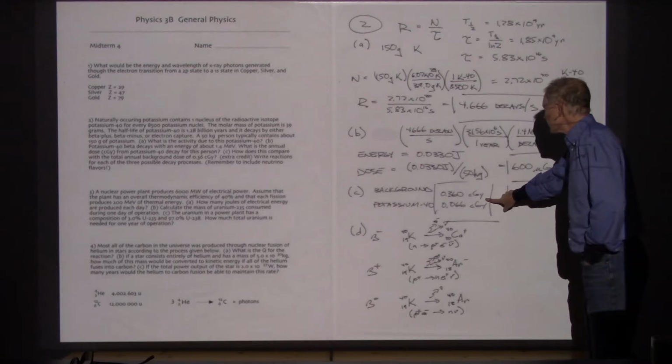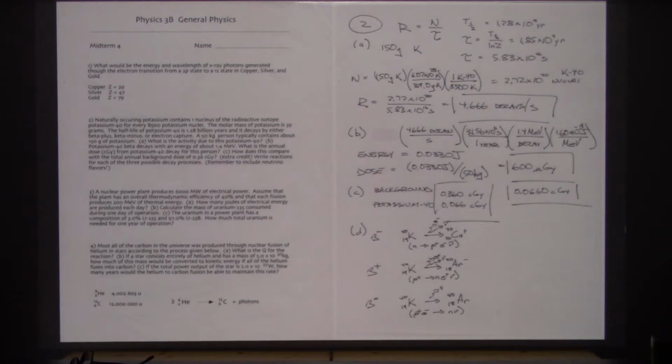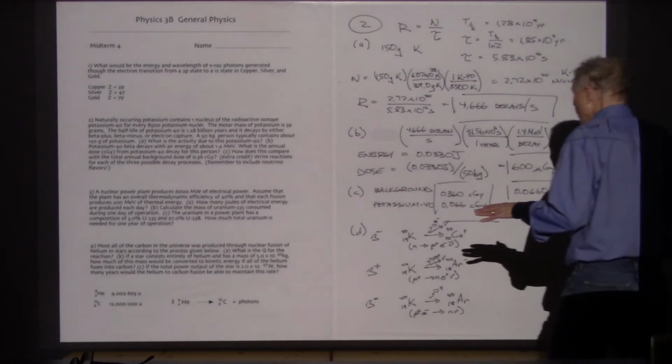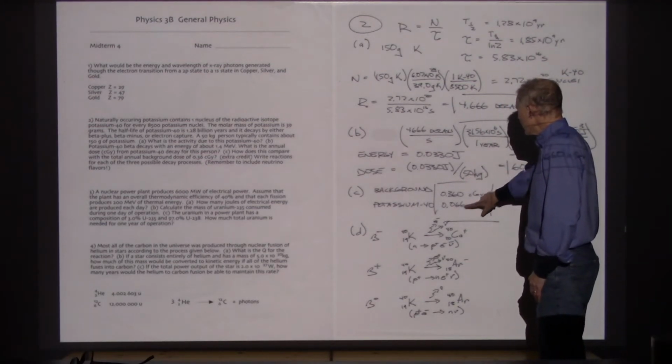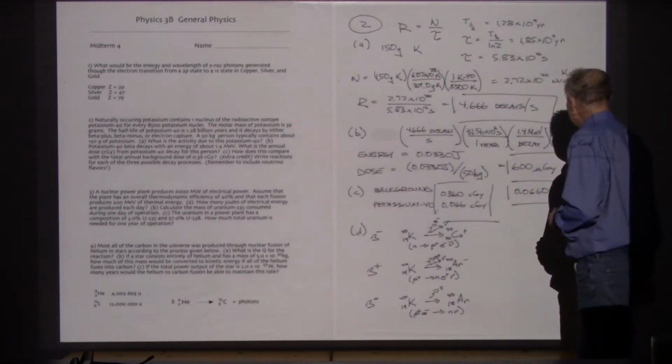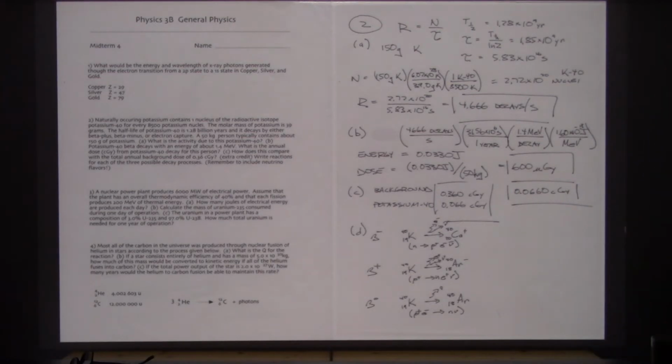Now, in part C, it says compare this to the total background. Background exposure to radiation, I looked up and it stated this as, that's a pretty small number too. So the background exposure for an entire year is expected to be about 1/3 of a centigray. And what we have here is about 1/6 of that. So this decay of potassium-40 is responsible for maybe 1/6 of the radiation that we're exposed to during the year. So it's an important part of that background exposure.